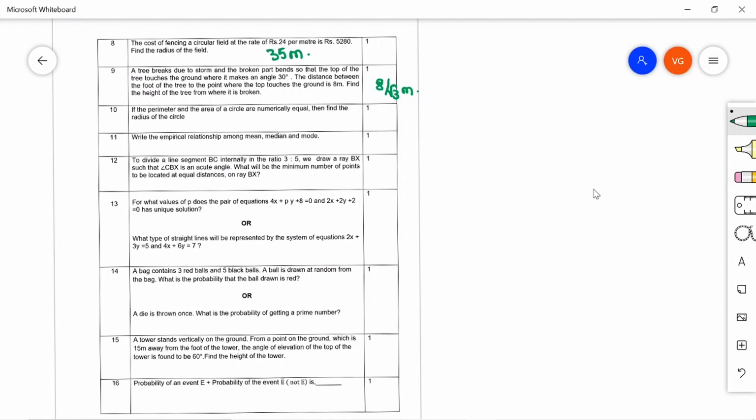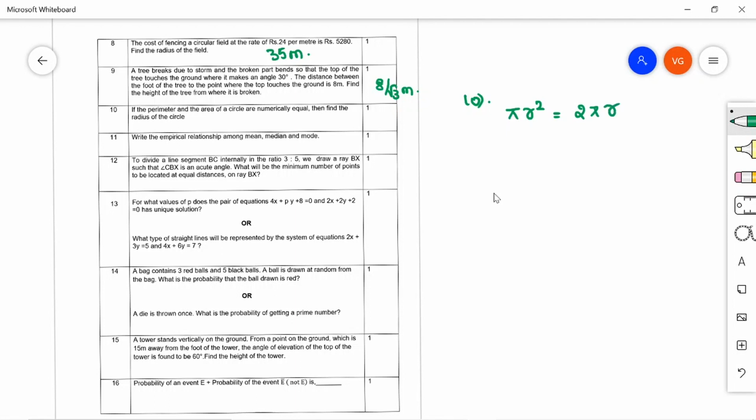Question number 10. If the perimeter and the area of the circle are numerically equal, then find the radius of the circle. This is simple. Once you know the formula of area of circle, that is pi r square, it is equal to the perimeter of the circle, that is 2 pi r.